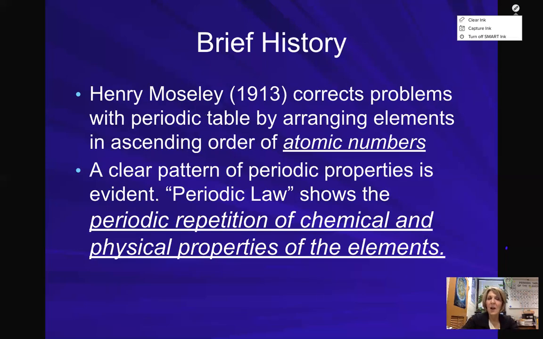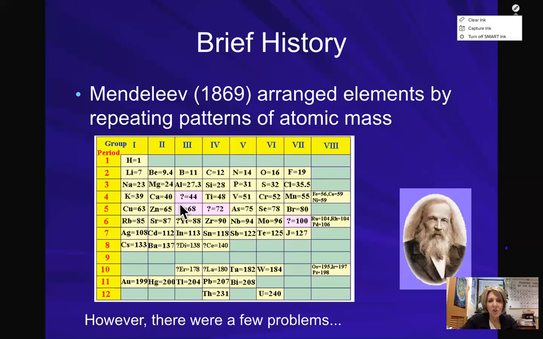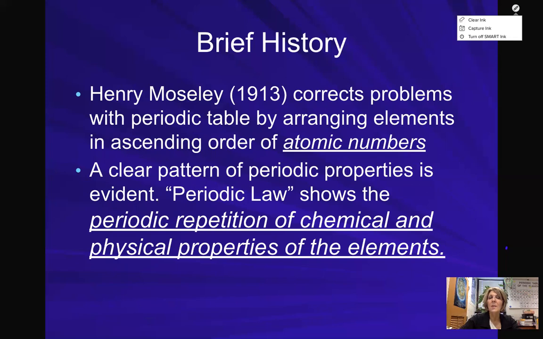Then there was another guy named Henry Moseley, who in 1913 corrected the problem of having the atomic masses. And I need to point out that there are a couple of problems here where the atomic mass did not go in order. And so what Moseley suggested is arranging the elements in ascending order of atomic number, right?